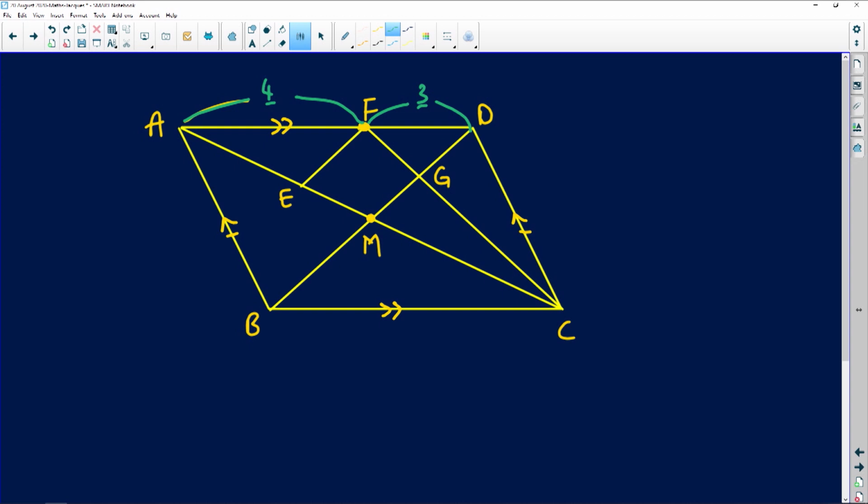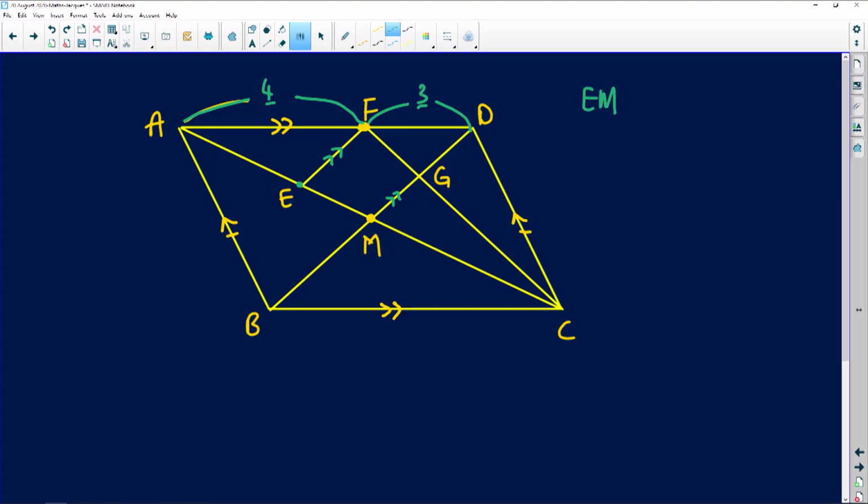Then they say E is a point on AM, E lies on AM, such that EF is parallel to BD. And then they say FC and BD intersect at G. Okay, so the first question they ask us is to find the ratio for EM over AM.